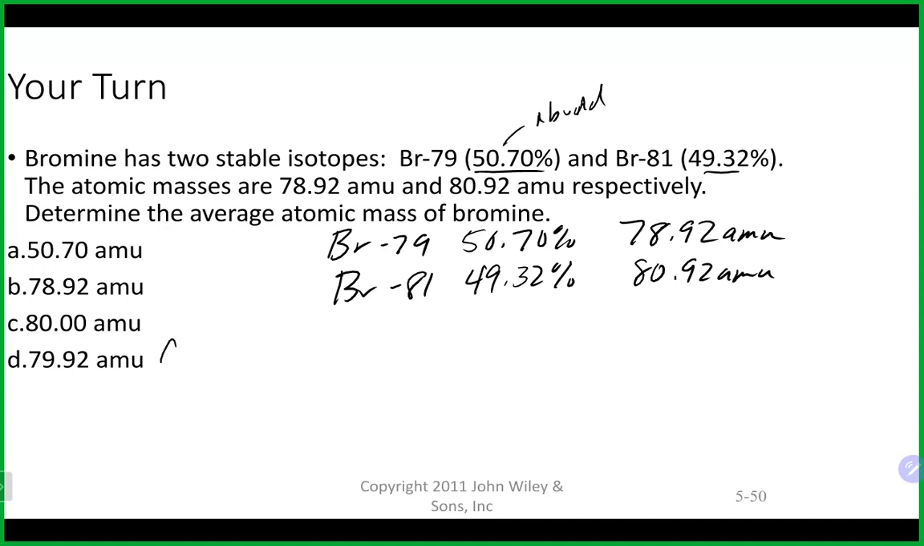So if we calculate our atomic mass here, we'll take our first isotope. However you want to do the percentages, you do need to get into a decimal. In this one, I'm just going to move it 2 places to the left, and that will give me 0.5070. Once again, you could also divide it by 100, and it'll move it for you, whichever way you want to do it. I'm going to multiply that by 78.92 AMU.